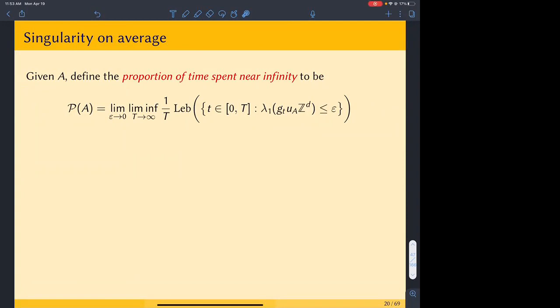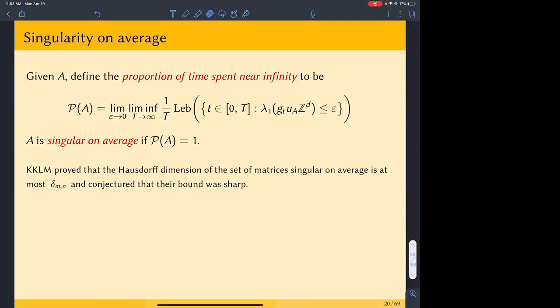So, singularity on average. I heard a beautiful talk by Lifan Guan at the York seminar on Diophantine approximation last week, talking about singularity on average. Given a matrix A, you can define the proportion of time spent near infinity to be this quantity. Let's define a matrix to be singular on average if this proportion is 1. So on average, you are divergent. Remember, singular, with the divergent trajectory, are the ones that escape every compact set.